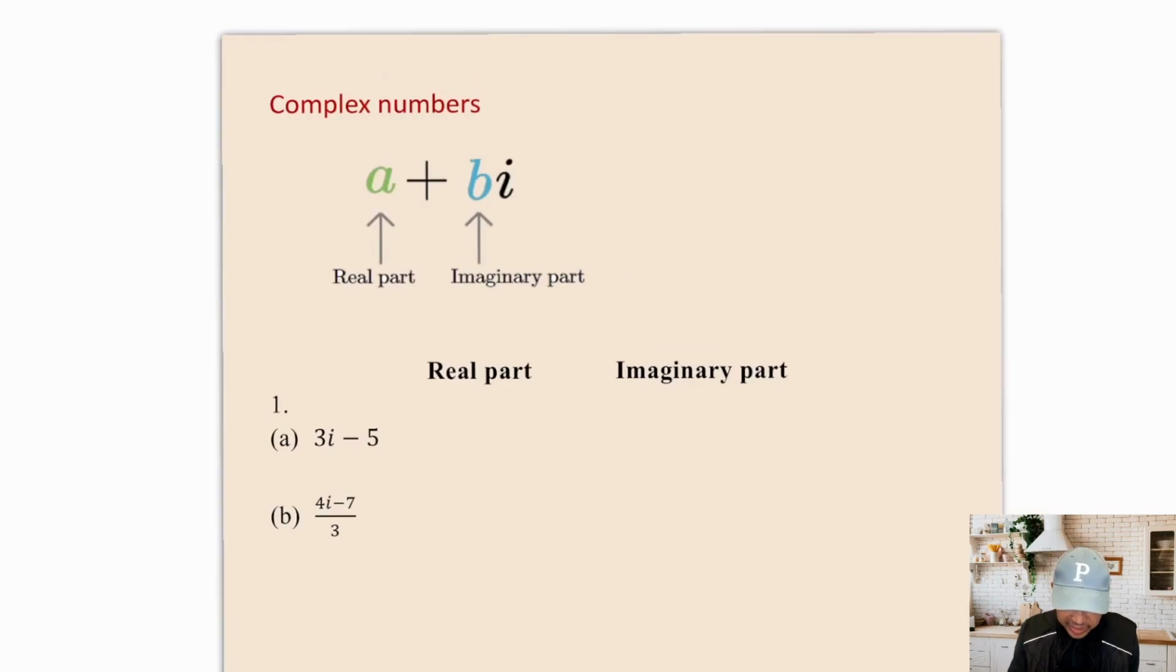In part A, for 3i minus 5, the real part is -5. The imaginary part is 3. Please note that 3i is an imaginary number, but when we refer to the imaginary part, we just write the number before the i. Okay, in part B, we separate the fractions: -7 over 3 plus 4i over 3. So the real part is -7 over 3, while the imaginary part is 4 over 3.